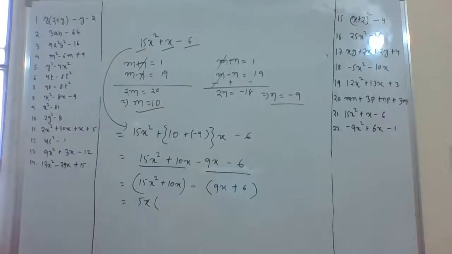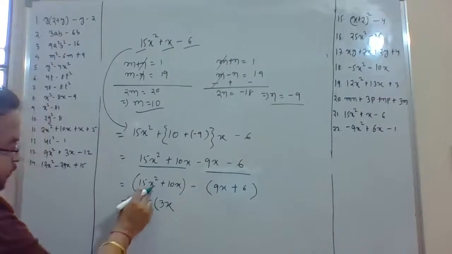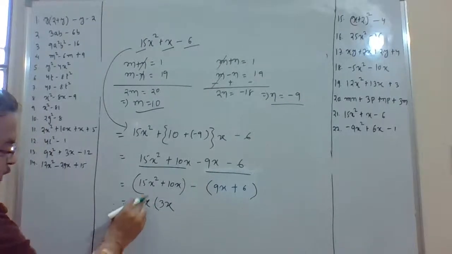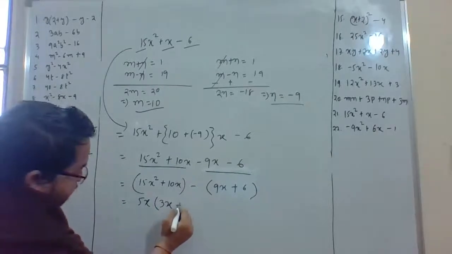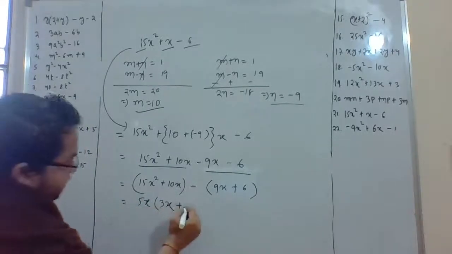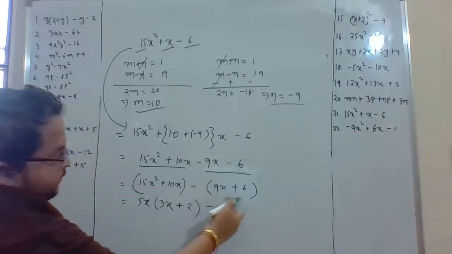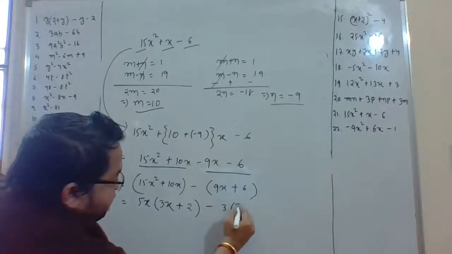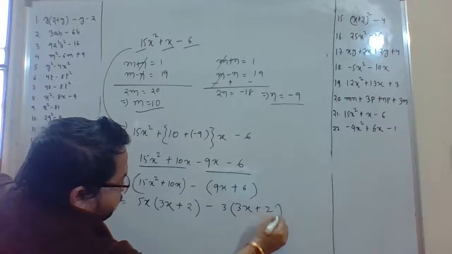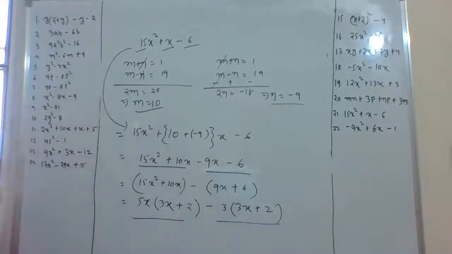So if I take 5x as the common factor, what I get back here is nothing but 3x. 15x squared by 5x, 1x cancels out, 15 by 5 is 3. So this is 3x plus 10x by 5x is nothing but 2. Okay, minus. Here between these two terms, I can take 3 as common, and what I get back is 3x plus 2, right? And between this term and this term, obviously 3x plus 2 is the common factor.